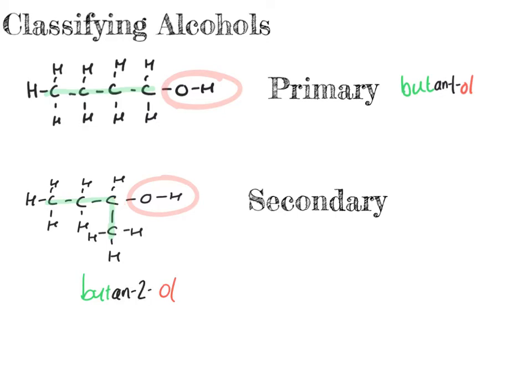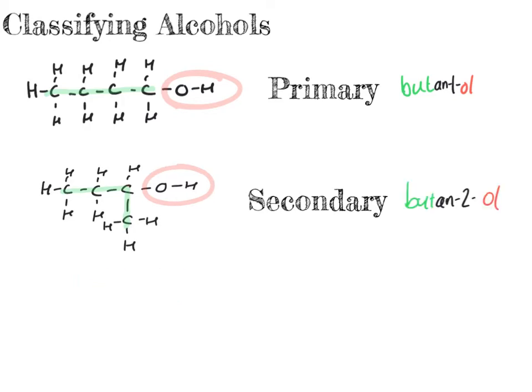And again, this alcohol is classified as secondary because we're looking at this carbon atom that's got the alcohol group on it and looking at how many alkyl chains are coming off that carbon atom. So we'll look at one more type of alcohol. We'll look at another one with 4 carbon atoms in it.